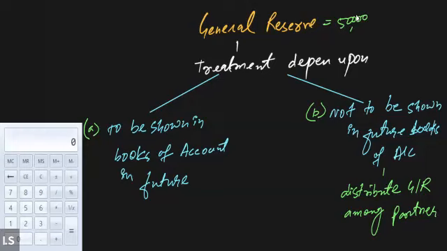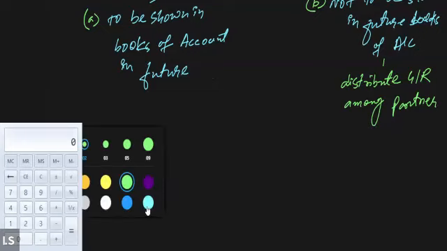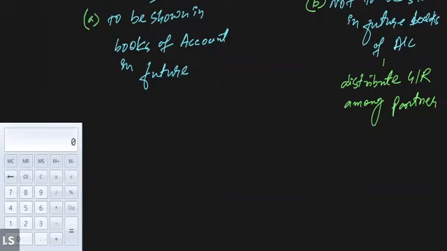So if they have decided not to show the value of the general reserve in the future books of account, that simply means that since this is a part of profit that is kept as a reserve, and now since this reserve is not required anymore, partners are free to distribute this reserve among themselves. Now the question arises, if they have decided to distribute it, then in what ratio, in what way, how are we going to distribute it among the partners?